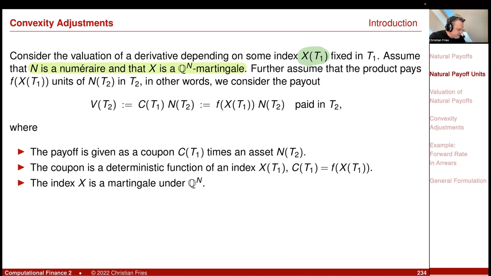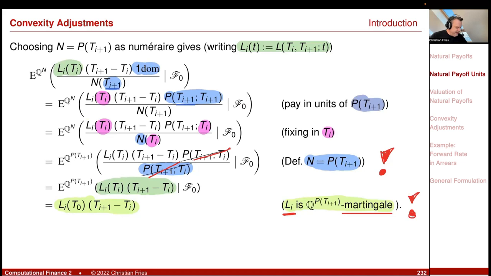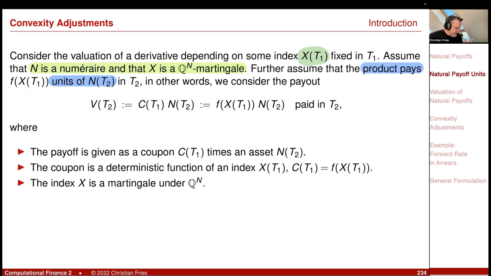payment unit. So now I consider a financial product that pays in units of this N, the natural asset. Payment can be at a later time. You saw on the slide that the payment time here is not so relevant. You can always move as if you would pay in that unit at the fixing time. So I assume that I pay this in T2.